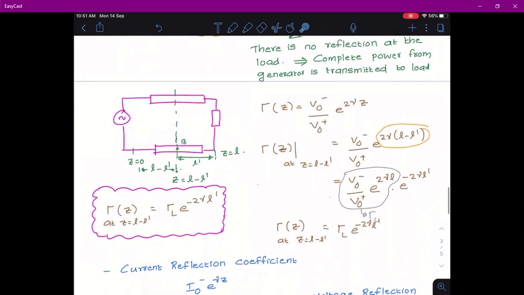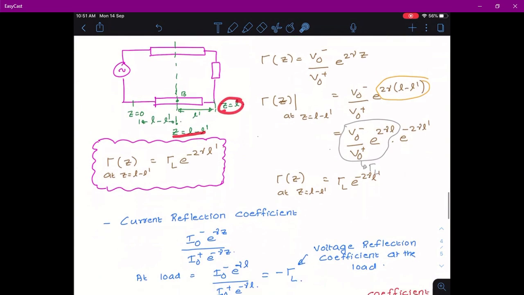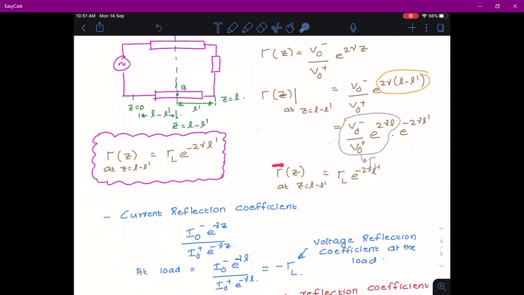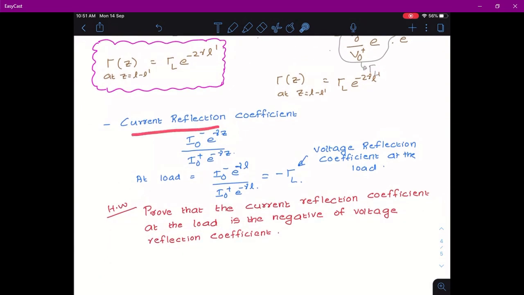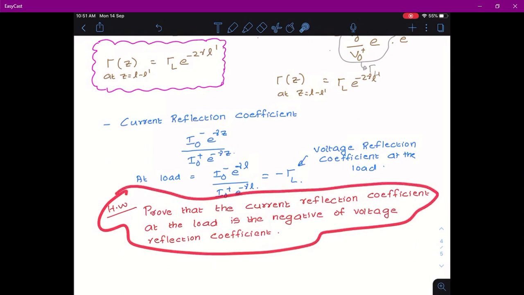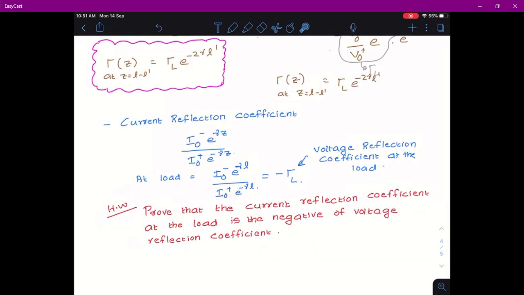And we also saw that at any point at distance L dash from the load, which is at Z equal to L minus L dash, you can express the reflection coefficient as the product of the reflection coefficient at the load, tau L, with e raised to minus 2 gamma L dash. Similar to the voltage reflection coefficient, there is a current reflection coefficient, and its value at the load is the negative of the voltage reflection coefficient. You have an exercise where you need to prove this. This is a very easy proof, with only one step in it.